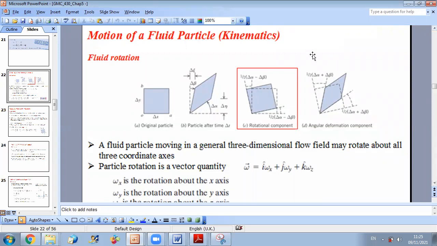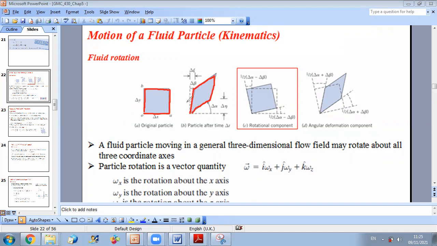Let us consider, for example, a fluid particle, and this fluid particle is originally of this shape. So you have right angles. And because of a combination of rotation and deformation, we end up with the following position of the particle at time delta t. So first, if we want to relate the rotation to angles, what can we do?